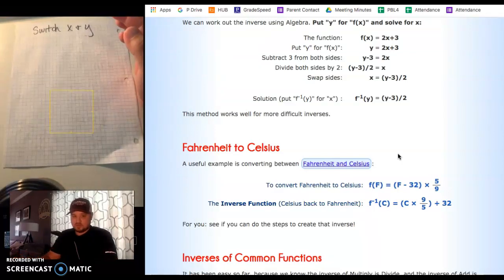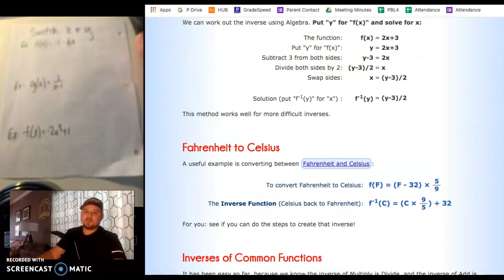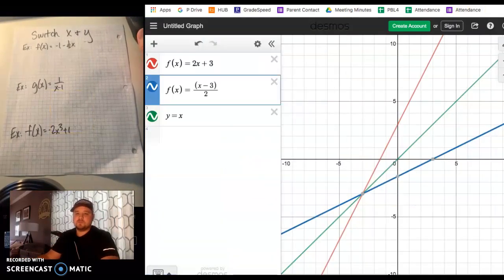Give me 1 second. I'm going to set up my screen to do a quick example, and then you guys will be off and running. So I'm set up here to do a few examples. Our big goal is to switch y and x, solve for y, and then we'll have our inverse. Now this may be a little bit different than how they did it on the notes.